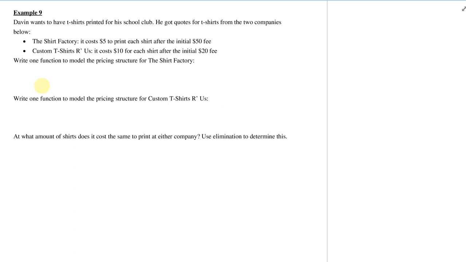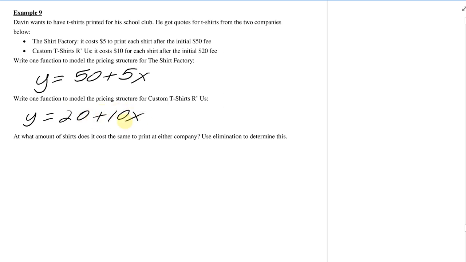So for the Shirt Factory, we'll let this be y equals. So it's that $50 initial fee, and then it's $5 per shirt. So I'll call that 5x. Then for Custom T-Shirts Are Us, this will be y equals, so it's the initial $20 fee, and then $10 per shirt. So now this is what I want to actually solve.